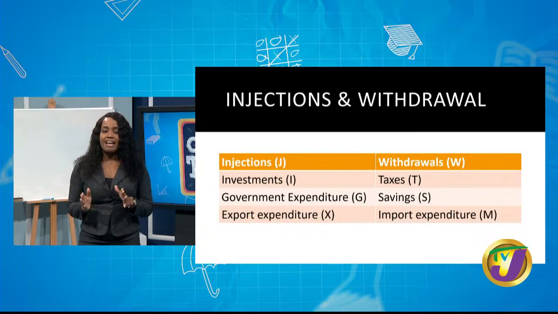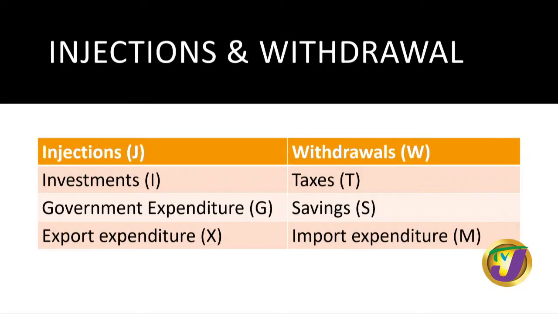We know that injections add to the circular flow and withdrawals remove from the circular flow. Injections include investments, government expenditure, and exports. And withdrawals are taxes, savings, and import expenditure. Note how each term is identified.